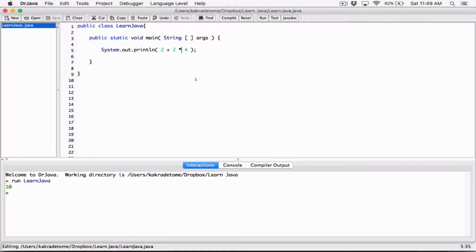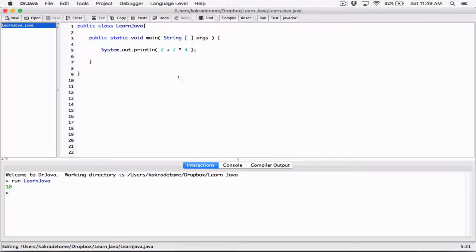That's because of operator precedence. There are some operators that have a higher precedence than others. There are some operators that get done first, some calculations that get done before others based on the operators. So the multiplication sign has a higher precedence than the addition sign. Because of this, 2 times 4 gets done first, which gives us 8. And 8 is added to 2, and that's why we get 10 here.